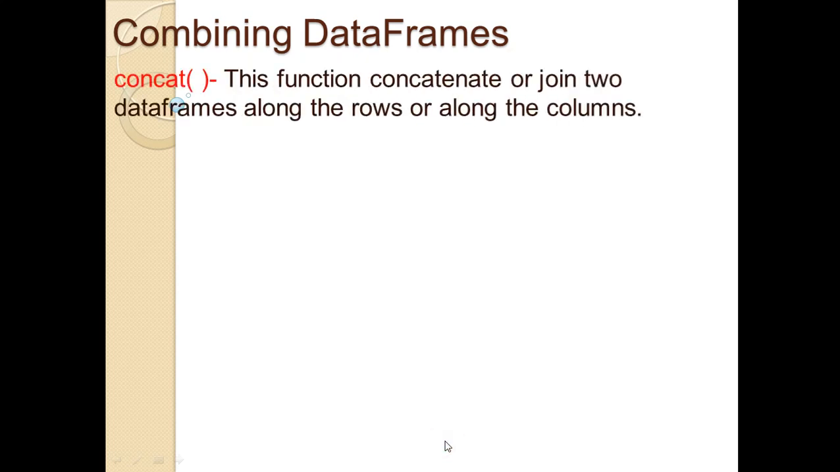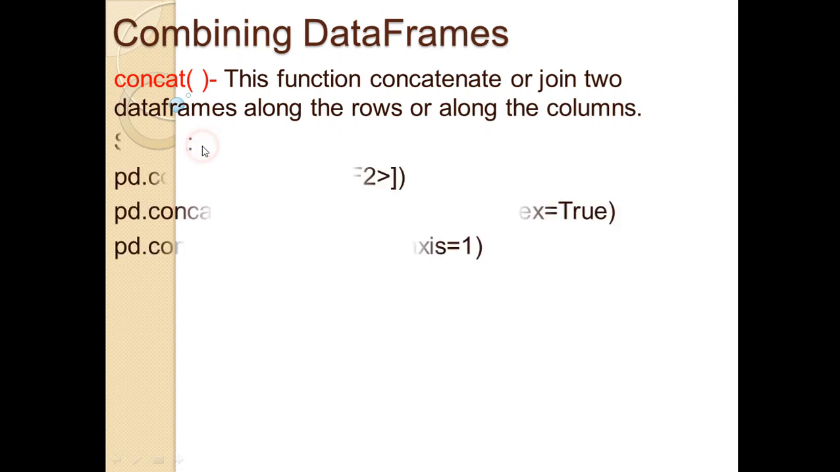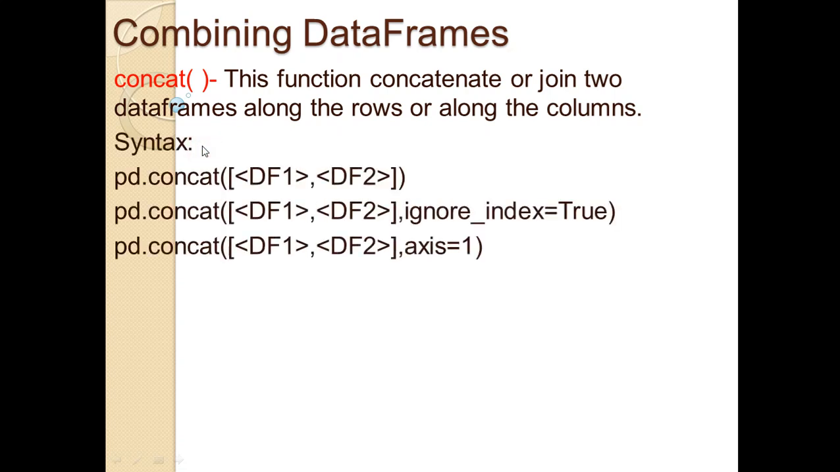There is a function called concat which is used to join or concatenate two data frames along the rows or along the columns. If you want to join two data frames along the rows, that is possible. And if you want to join the data frames along the columns, that is also possible with the help of the concat function itself. So first of all, we will see the syntax of the concat function.